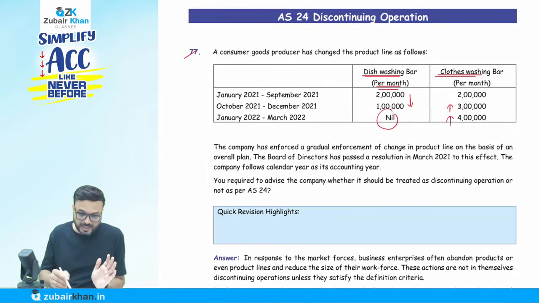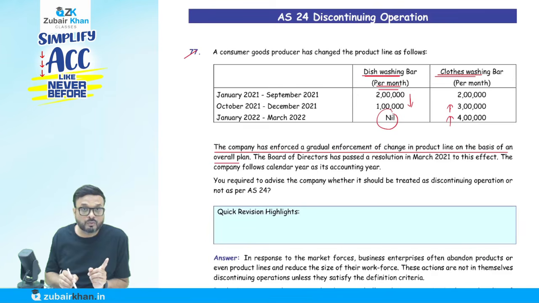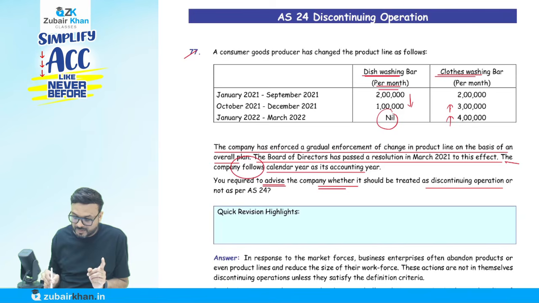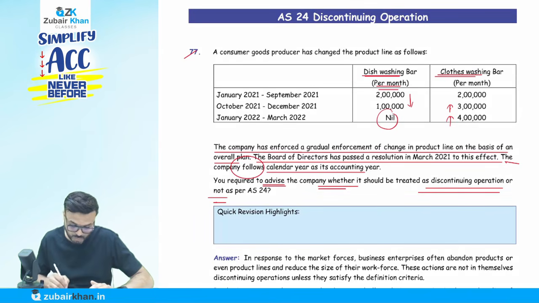So they ask us: the company has enforced the gradual change in the product line on the basis of an overall plan. The board of directors passed a resolution in March 21 to this effect. The company follows the calendar year as its accounting year. You are required to advise the company whether it should be treated as a discontinuing operation or not. Is it a discontinuing operation or not? The answer is no, it is not a discontinuing operation.